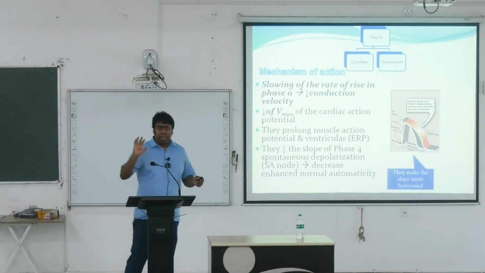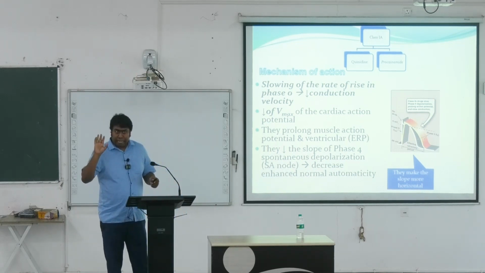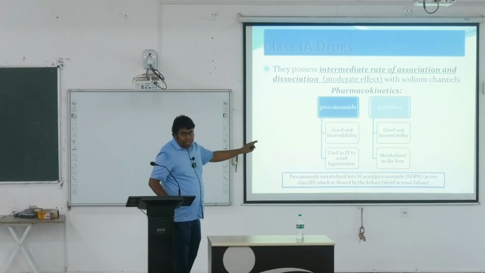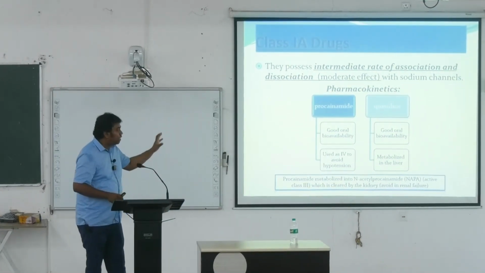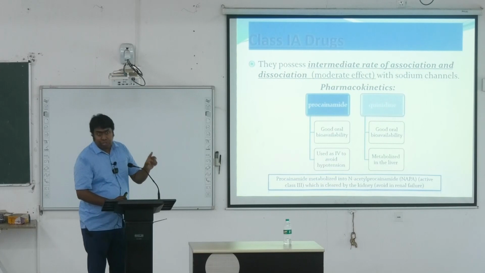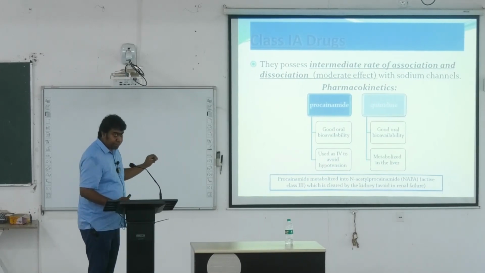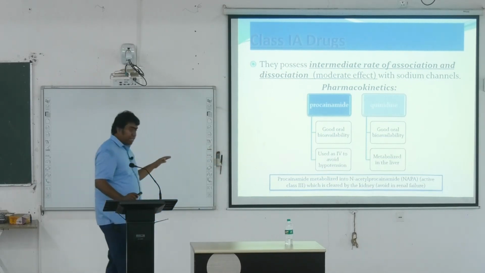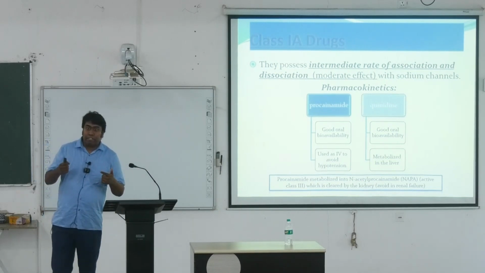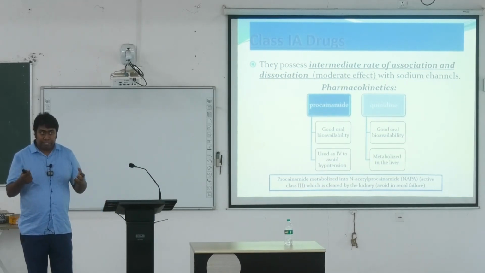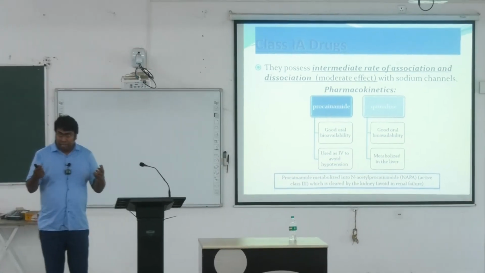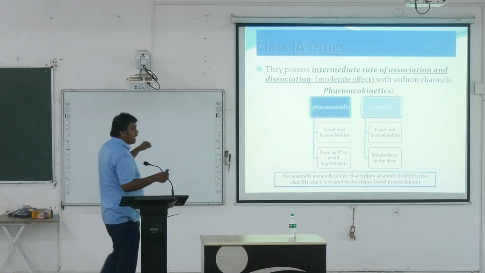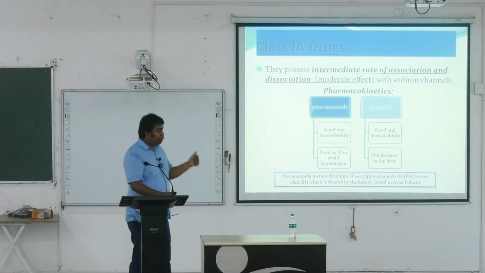Clear? That is the mechanism of class 1. There are subtypes A, B, C. For A: procainamide and quinidine. Procainamide and quinidine both have very good bioavailability. You must remember these two names: procainamide, quinidine. Procainamide is given IV to avoid hypotension. Why IV for hypotension? We can control and titrate it, but with an oral drug we cannot titrate. So to control hypotension we give procainamide through IV titration.